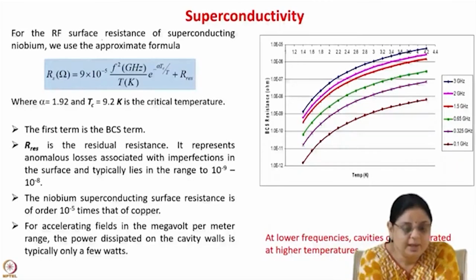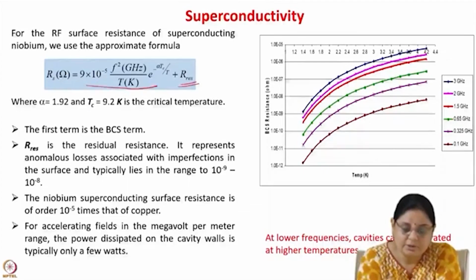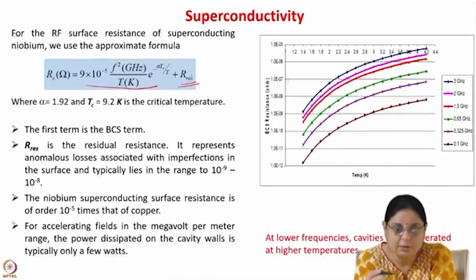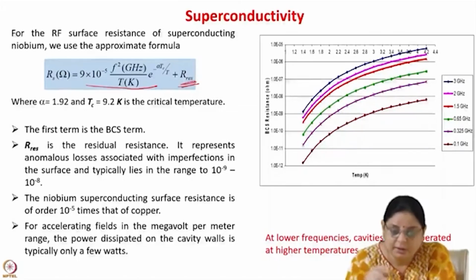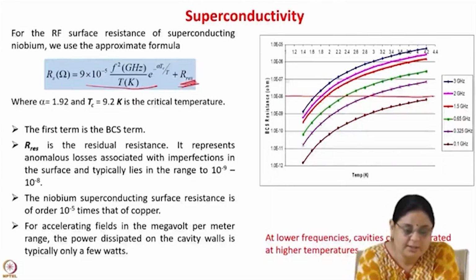Now let's see the RF surface resistance of superconducting niobium. We have seen the formula. This is the residual resistance, which depends upon the material, how good the material is, and whether there are imperfections in the material. Typical values of the residual resistance for good quality niobium are of the order of 10 nano ohm. Now the BCS resistance part depends upon the frequency. It varies as the square of the frequency of operation and inversely with the temperature.